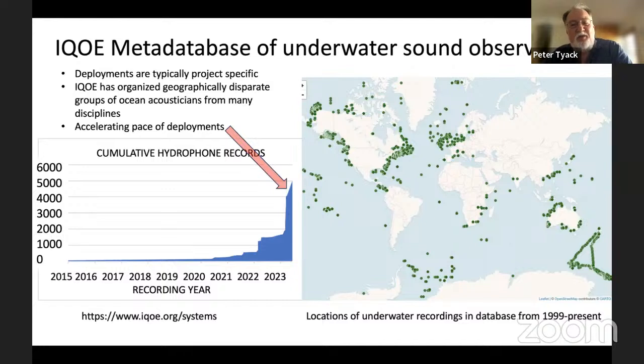So the deployments are typically project specific. They're not put in place in order to help a global observation system. But the accelerating pace of deployments means that we're likely to have an enormous set of data, and we'll just need to have a gap analysis to focus on the areas where the natural expansion of this set of observations isn't sufficient to cover what we need for the global observation system.